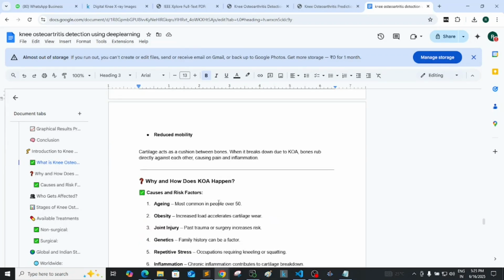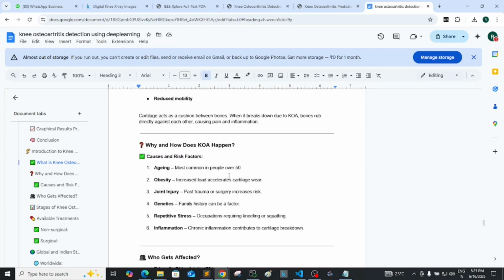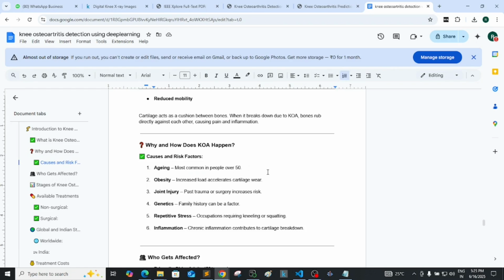Because cartilages are like lubricants between 2 bones, you can think of it like that. But when they get affected, the bones will come in direct contact with each other. So it is like 2 gears without lubrication, how they will collide. How and why does KO happen? What are the reasons? One most important reason is aging. With age, normally above 50, the muscles reduce because of so much use. Obesity: what obesity will do is increase and accelerate cartilage wear.